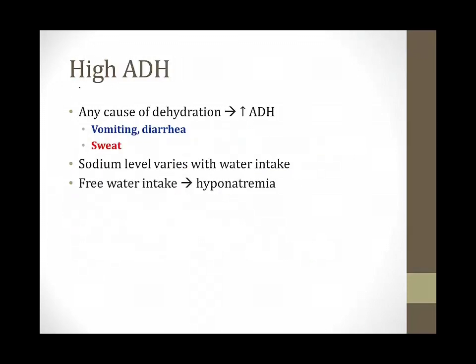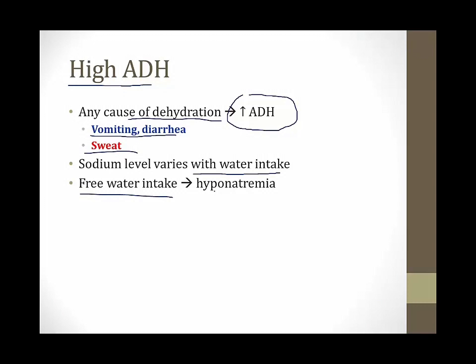A third group of causes of hyponatremia are those related to high ADH levels. So for starters, any cause of dehydration can lead to low intravascular volume, and this can stimulate ADH release from the posterior pituitary. So for example, patients who have vomiting or diarrhea or patients who are sweating a lot can have high ADH levels. And as we talked about before, when the ADH level is high, the sodium level varies with water intake. So if you take in lots of free water, this can lead to hyponatremia.